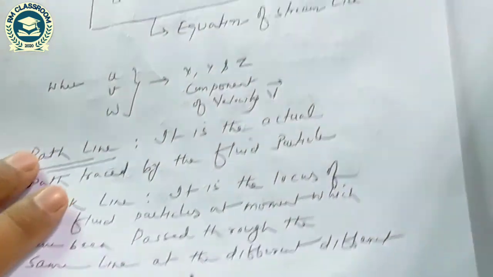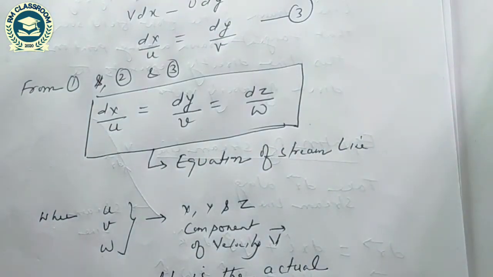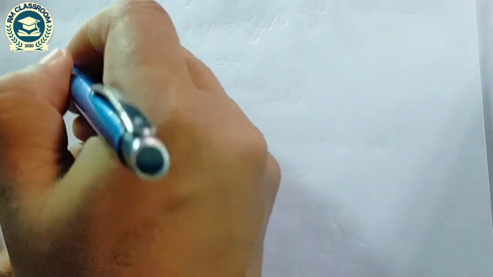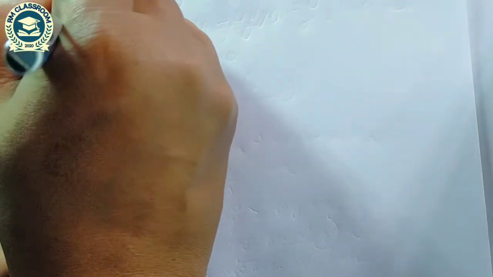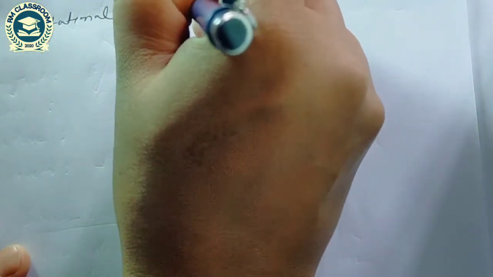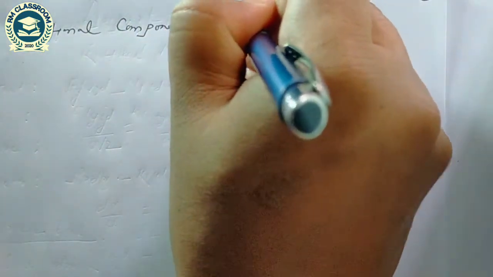So I have discussed what is streamline, what is path line, and what is streak line. Now I am going to discuss a very important expression, that is rotational components in a flow.